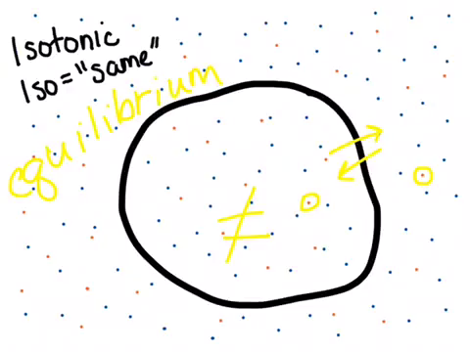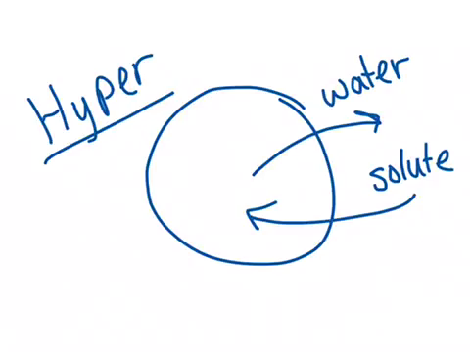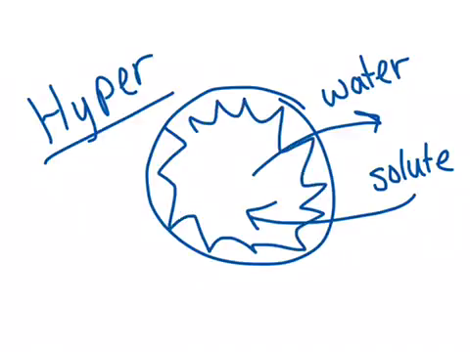Isotonic, nothing happens, we're all good. Hypotonic, death by explosion. Hypertonic, if water is leaving, it's actually going to cause the cell to collapse. It gets all shriveled up. All right, there we go.